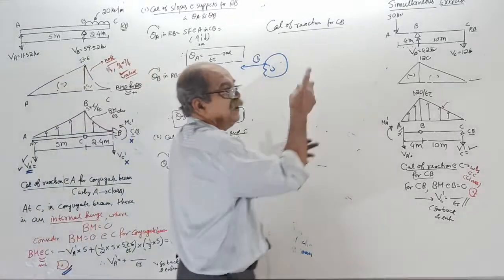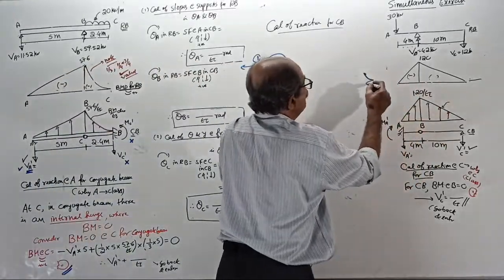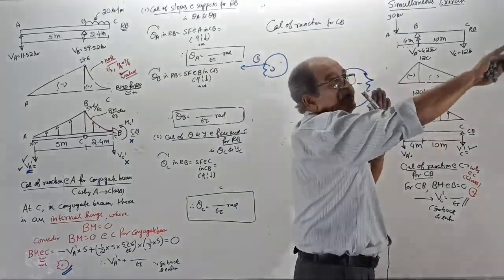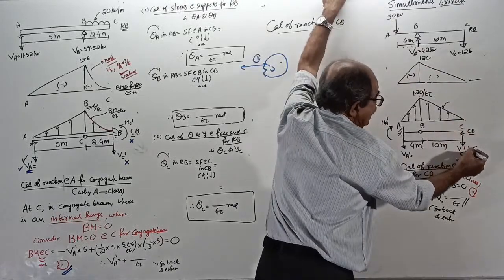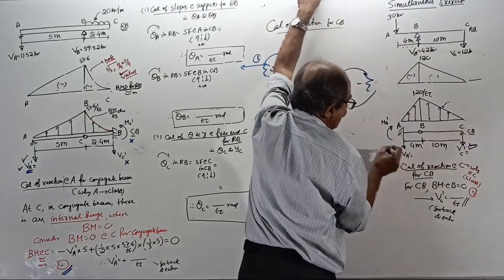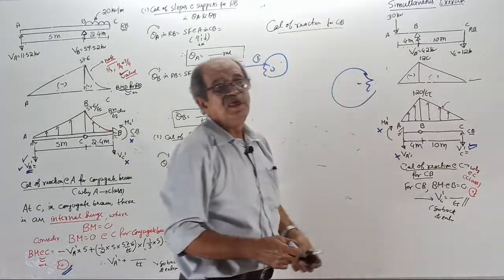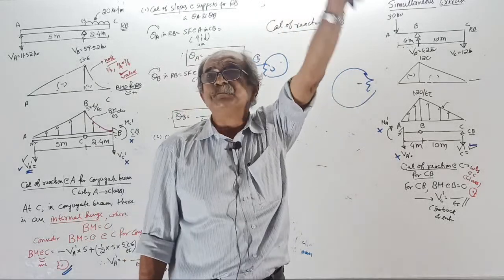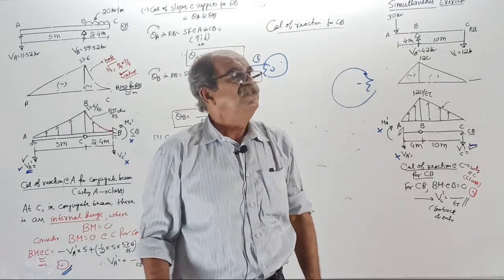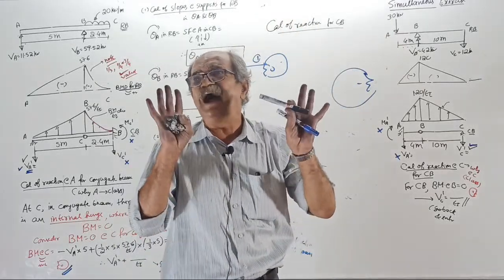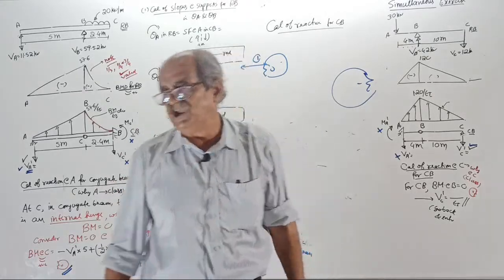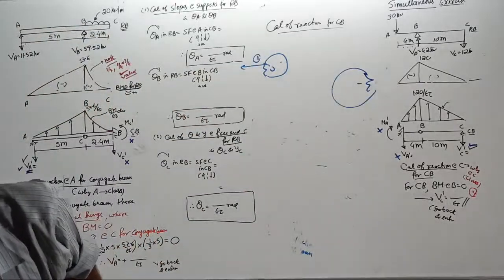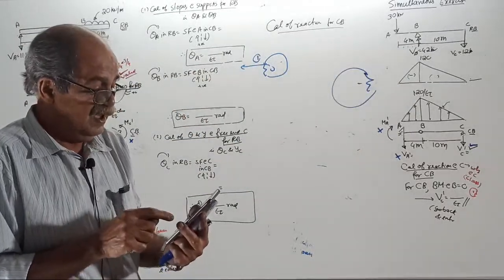Or in this question, wherever you are, look at the right side. If you look at the right side, this VC dash is required, but this is not required. Clear? So you find the reaction only at the simple support of the conjugate beam. Never waste time finding the reaction for the fixed end of the conjugate beam. This type of question. Is the concept clear?